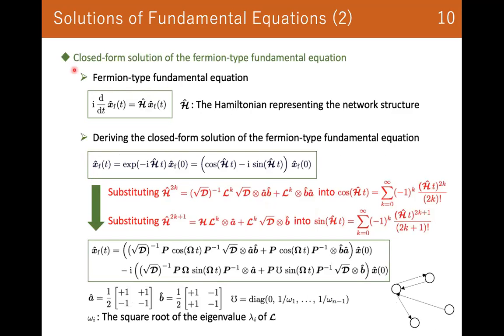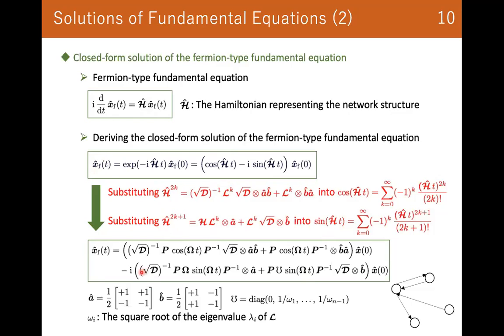The Fermion-type fundamental equation is this equation. In this equation, H hat is the Hamiltonian representing the network structure. I would like to derive the closed form solution of the Fermion-type fundamental equation. X hat ft is the solution. By substituting H hat to the 2kth power into cosine H hat t and H hat to the 2k plus 1th power into sine H hat t respectively, the closed form solution X hat ft is obtained.